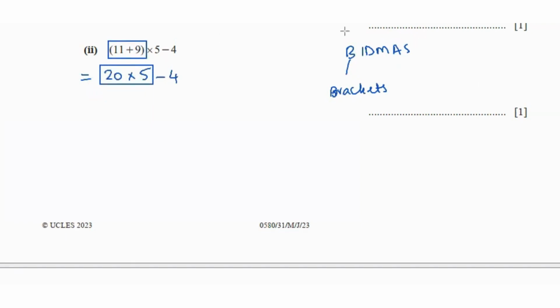Then we have brackets 11 plus 9 times 5 minus 4. BODMAS once again. We will do brackets first. So that's going to be 20 times 5 minus 4. Since we did brackets first, now we're going to do 20 times 5 because multiplication comes before subtraction. That is 100 minus 4. That's going to be 96.